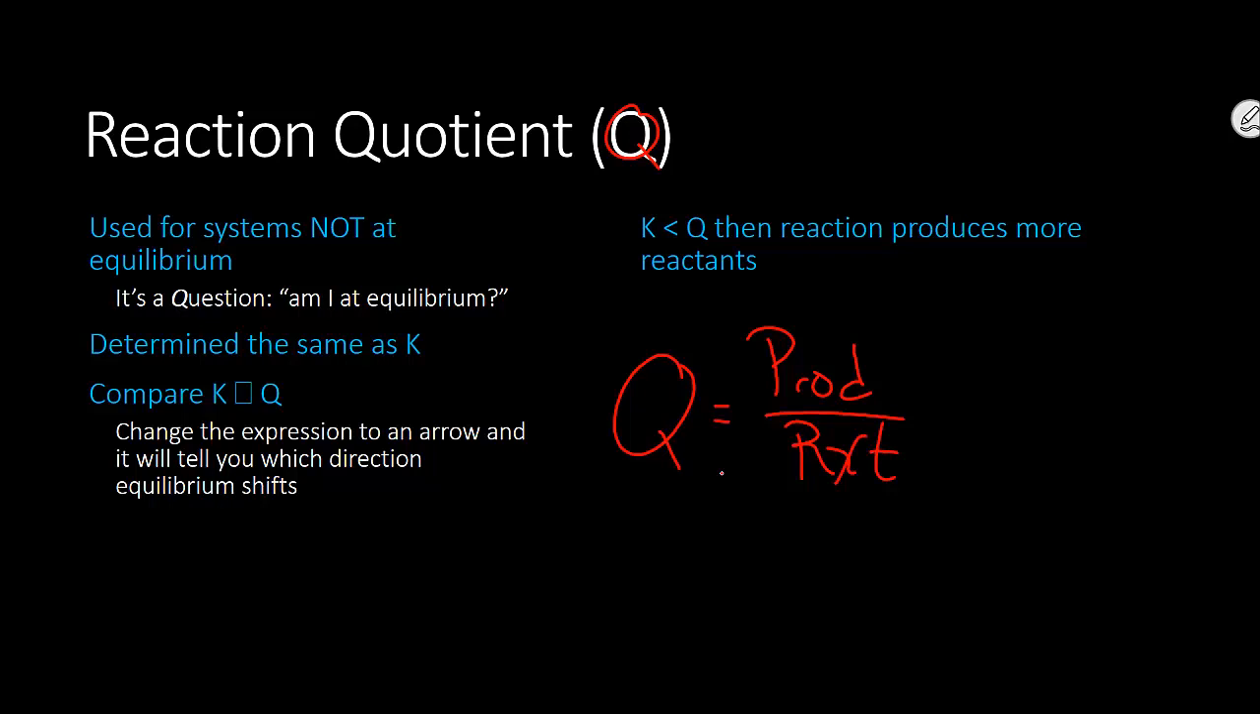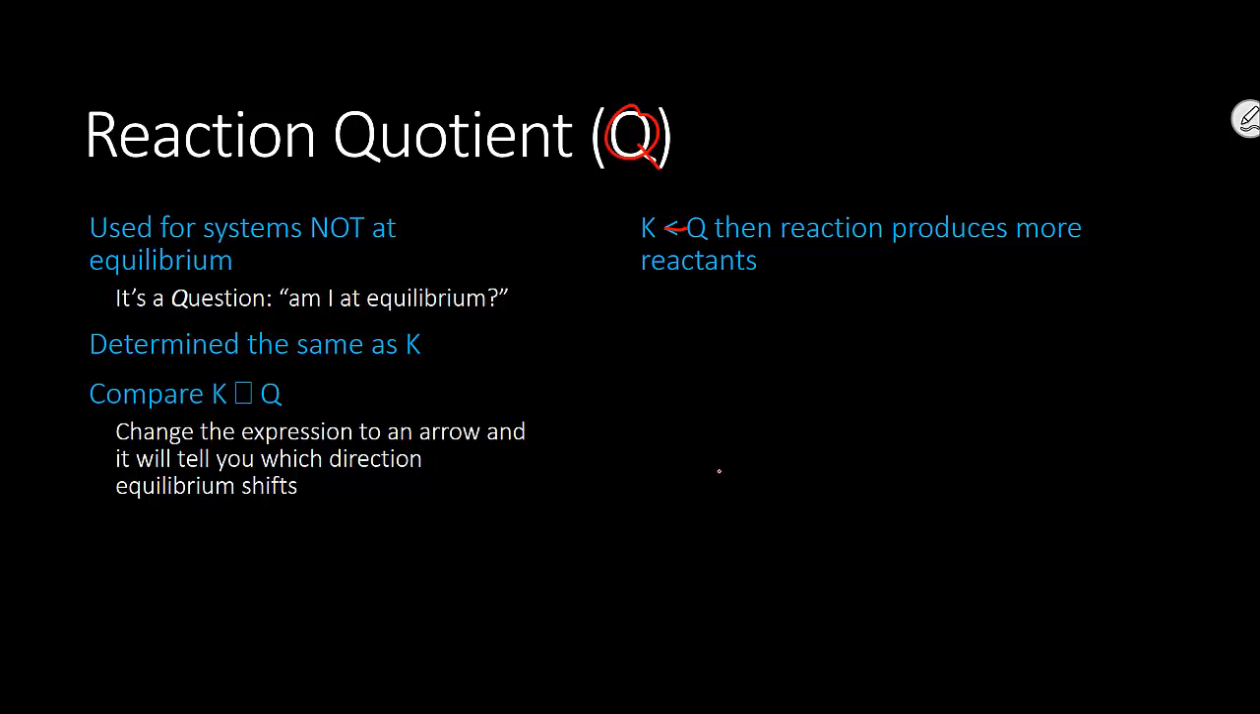And once you calculate a value for Q, you need to compare it to the given equilibrium constant, or your predetermined equilibrium constant. If they're the same, congratulations, you are at equilibrium. But if they are not the same, you turn your inequality into an arrow, and that shows you which direction the reaction is going to favor.